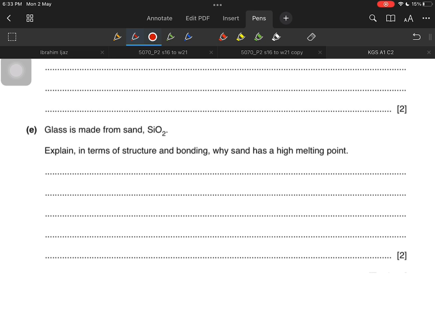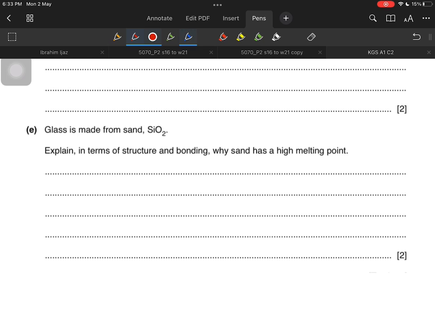Another question from bonding. Guys, bonding is just a chapter about keywords. There's no such thing as anything else. You have been studying it since 5th grade. What's different now? It's about the keywords. So for example, if they're talking about sand, which is SiO2, and they're talking about structure and bonding, your answer needs a reference to the structure and a reference to the bonding.